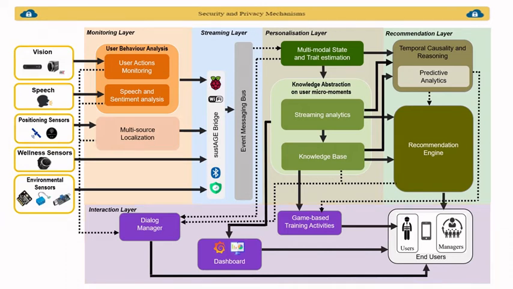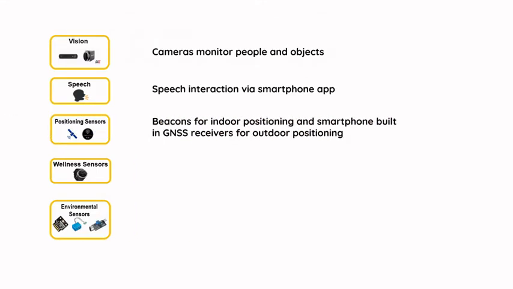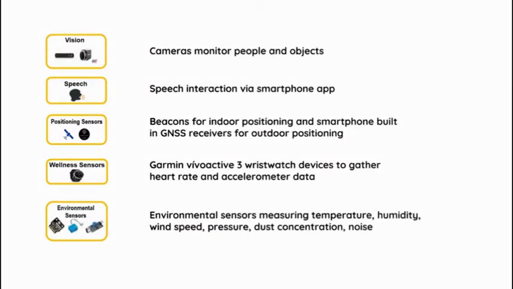Various IoT devices collect data in real time. Cameras monitor people and objects in key working areas. Smartphones collect speech samples. Beacons provide indoor positioning, while GNSS receivers are used for outdoor positioning. Garmin smartwatch devices gather heart rate and accelerometer data. Finally, environmental sensors measure temperature, humidity, wind speed, and noise levels in the workplace.